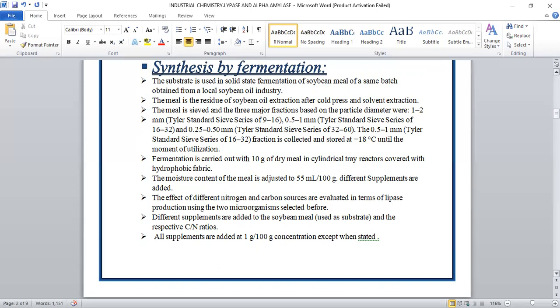The different supplements are then added. The effect of different nitrogen and carbon sources is evaluated in terms of lipase production using the two microorganisms which are selected before fermentation. Different supplements are added to soybean meal as substrate, and the respective C/N ratios, meaning carbon over nitrogen ratios, are noted. All supplements are added at 1 gram per 100 gram concentration except when stated.